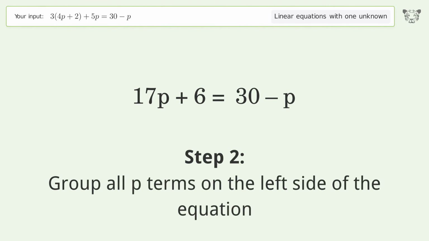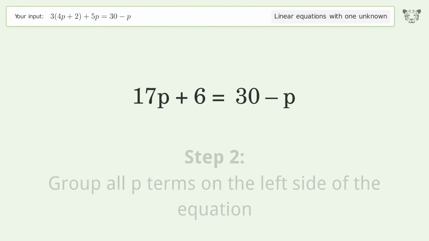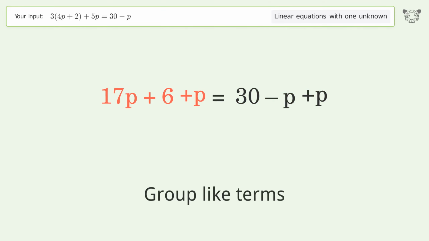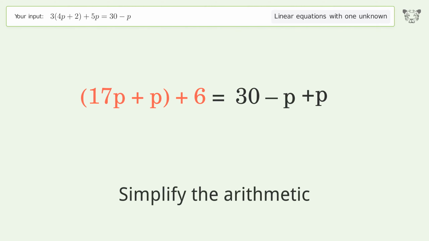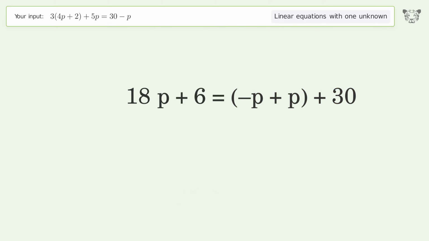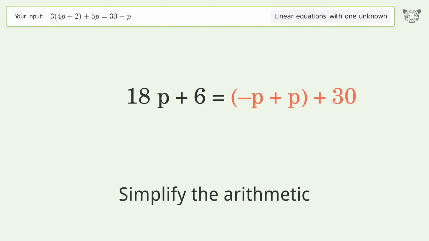Group all p terms on the left side of the equation. Add p to both sides. Group like terms. Simplify the arithmetic. Group like terms. Simplify the arithmetic.